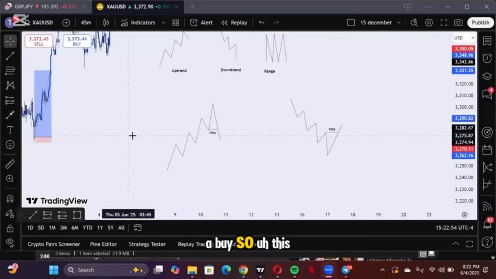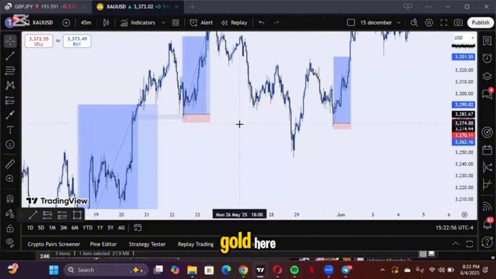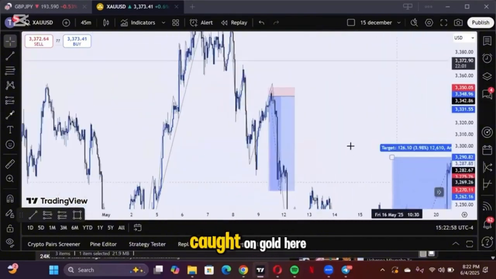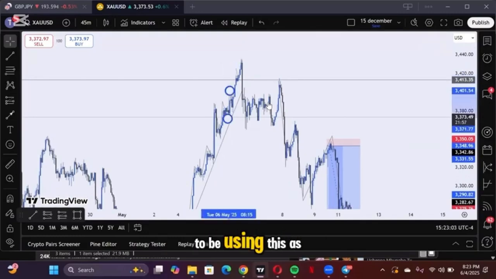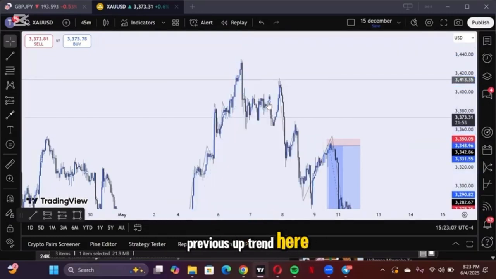A buy. So this gold here, there was a trade I caught on gold here, and I'm going to show you guys exactly how I caught the trade. So I'm going to be using this as the example. So I had a previous uptrend here.